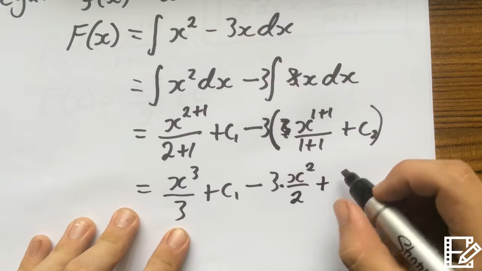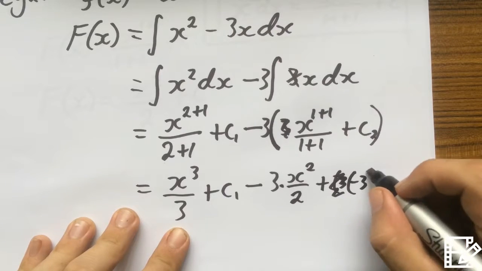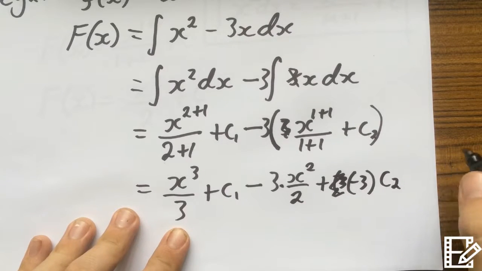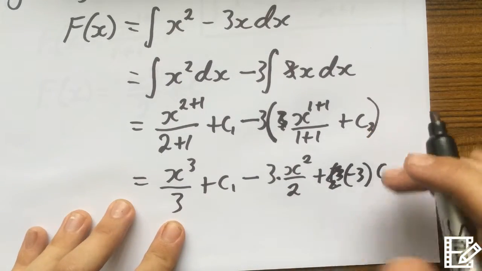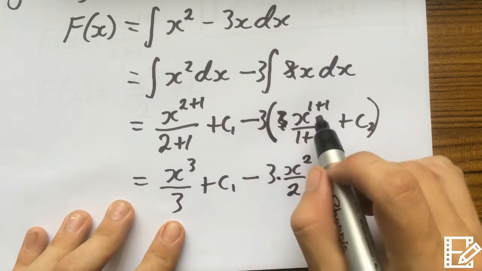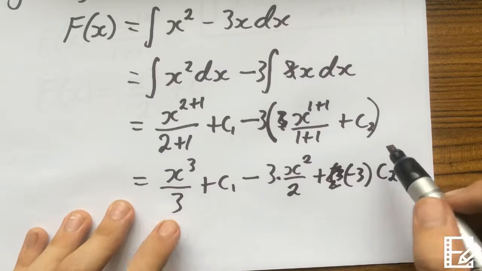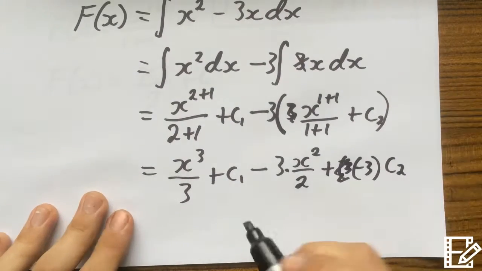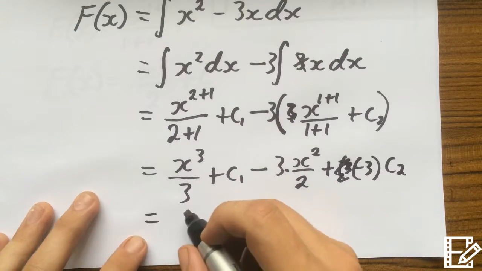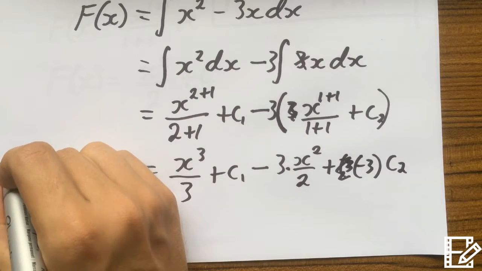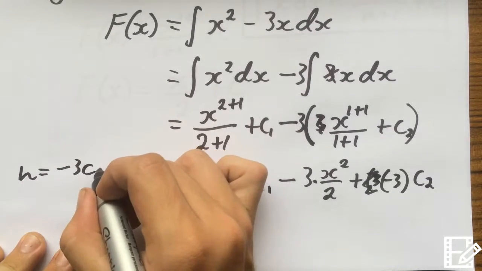And then we multiply the negative 3 onto the c2 as well. Some people don't bother with that, but to be thorough, you multiply it in on the x squared over 2 and the c2. Okay? So I'm going to write over here a rule that says that h equals negative 3 c2.